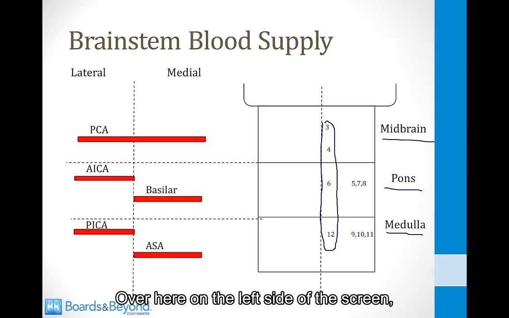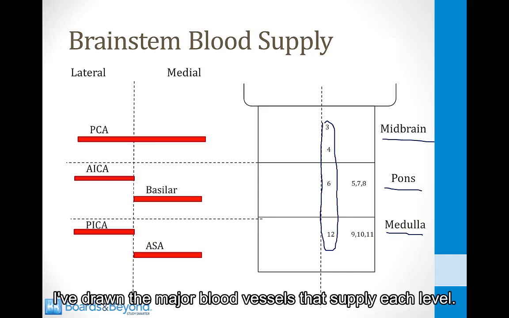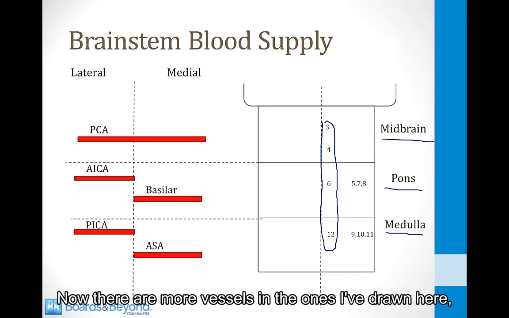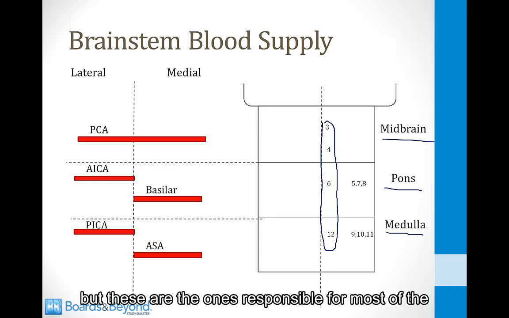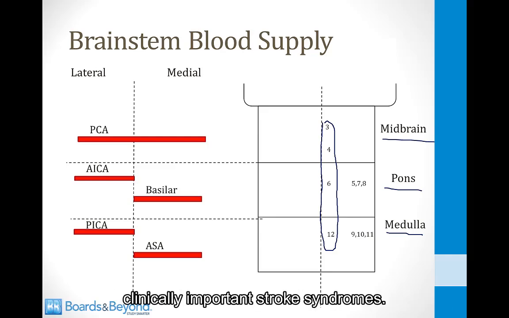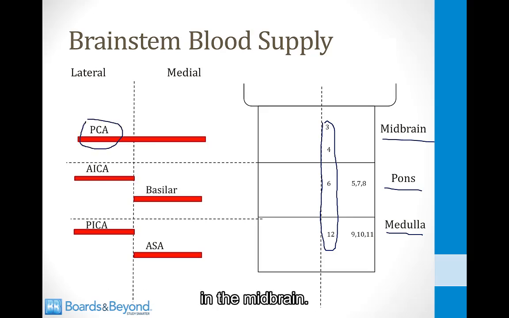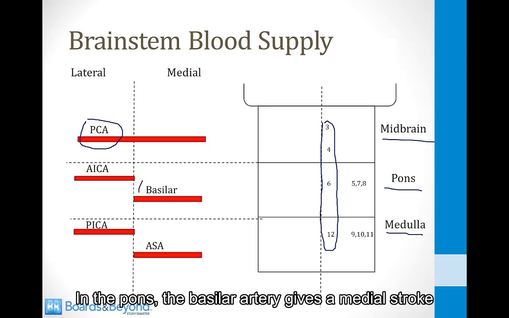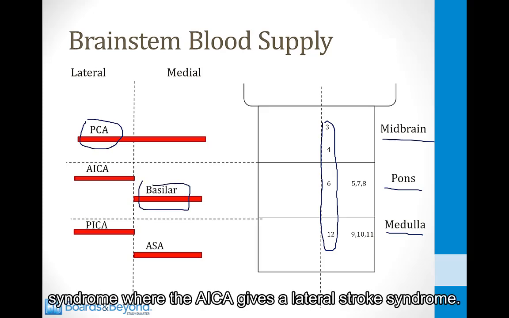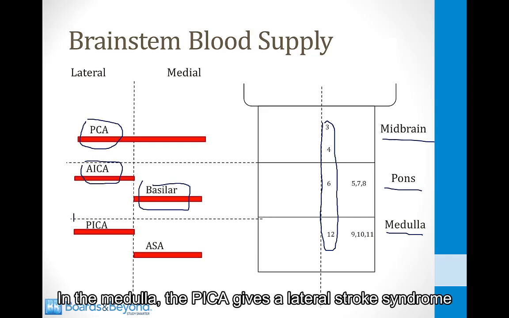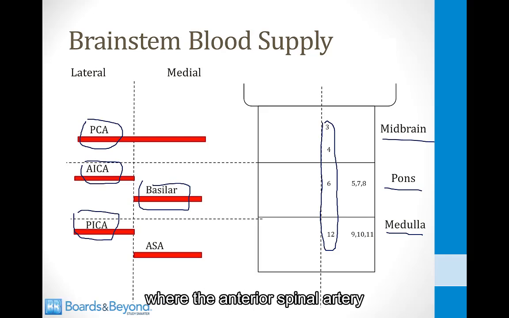Over here on the left side of the screen, I've drawn the major blood vessels that supply each level. Now, there are more vessels than the ones I've drawn here, but these are the ones responsible for most of the clinically important stroke syndromes. So the PCA causes most of the stroke syndromes in the midbrain. In the pons, the basilar artery gives a medial stroke syndrome, whereas the ICA gives a lateral stroke syndrome. In the medulla, the PICA gives a lateral stroke syndrome, whereas the anterior spinal artery gives a medial stroke syndrome.